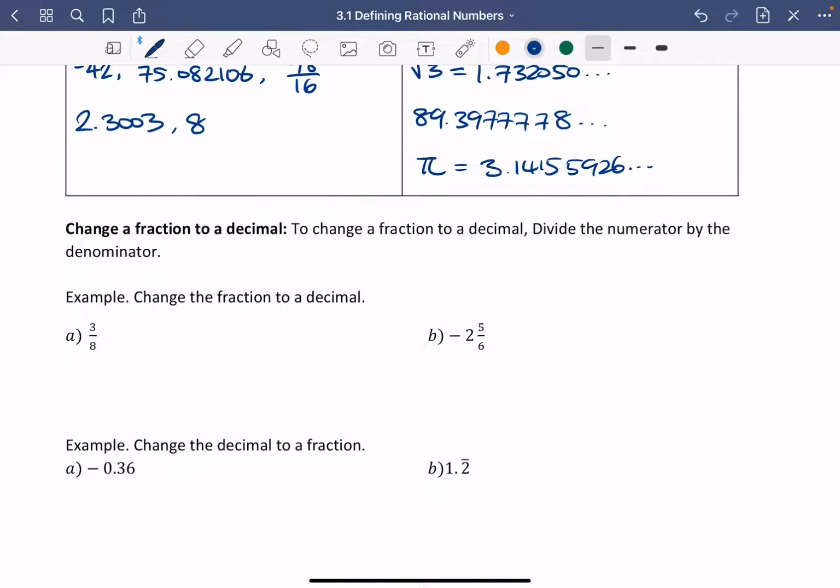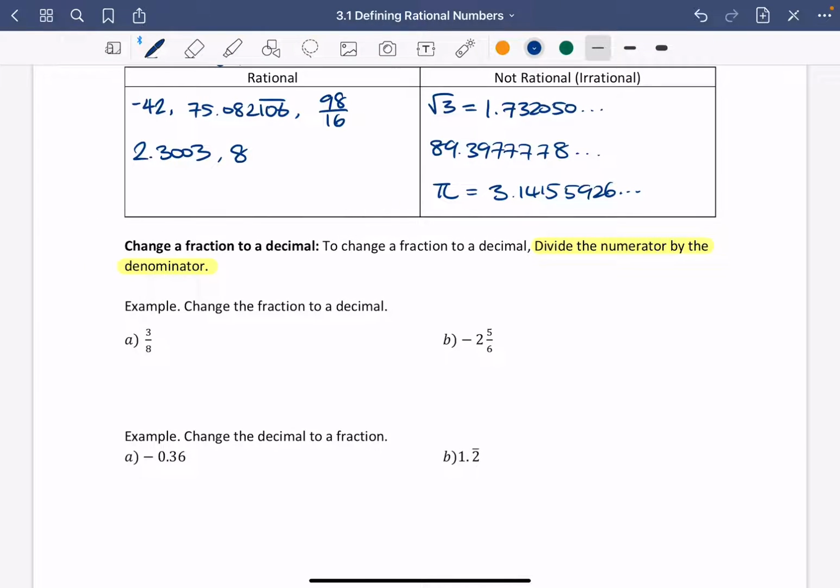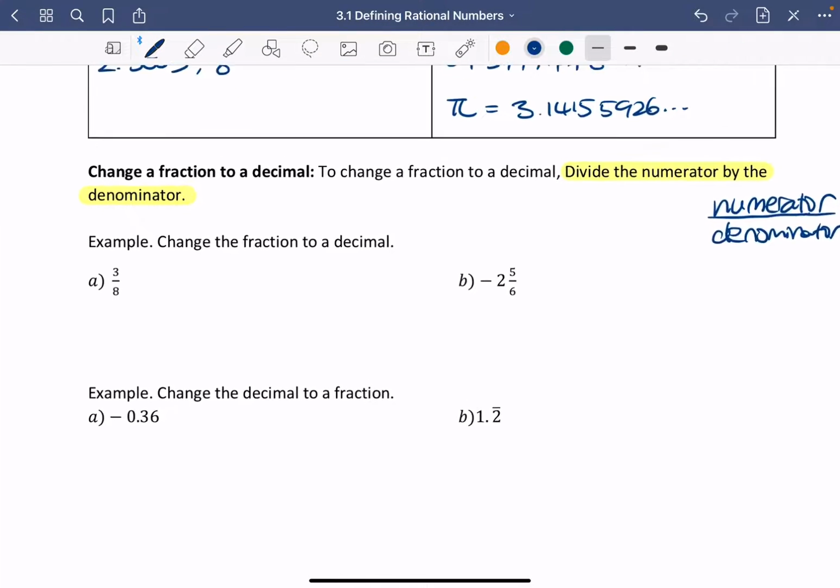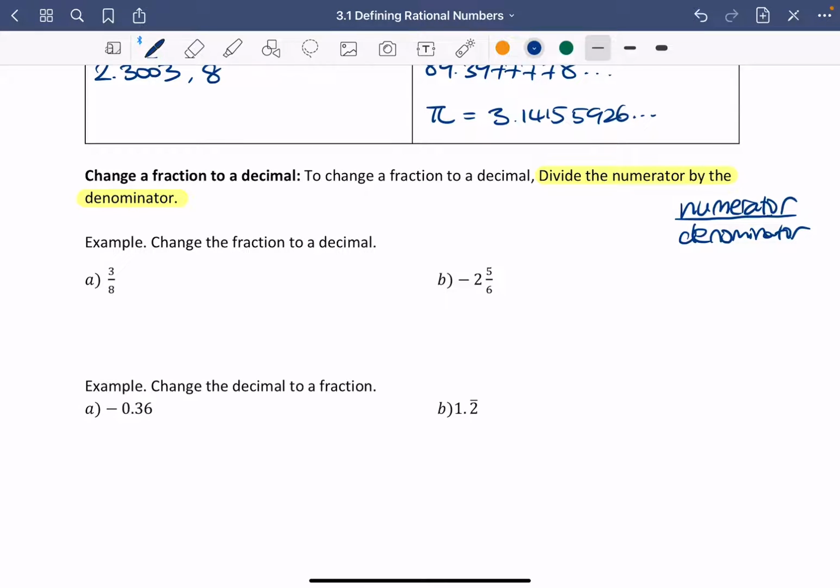Okay, next we're going to learn how to change from a decimal to a fraction and a fraction to a decimal. So first, to change a fraction to a decimal, you're going to divide the numerator by the denominator. And just a reminder that the numerator is the top number and the denominator is the bottom number. So divide the top by the bottom.